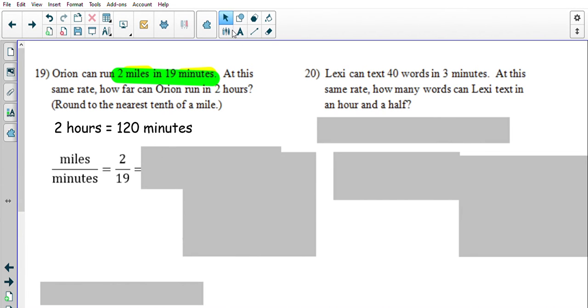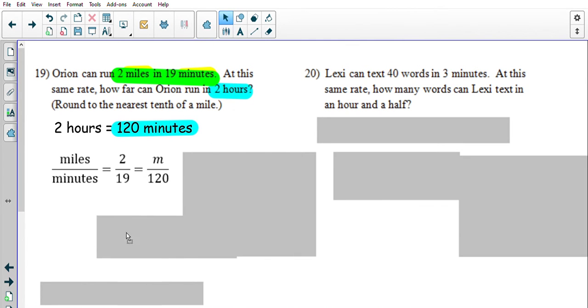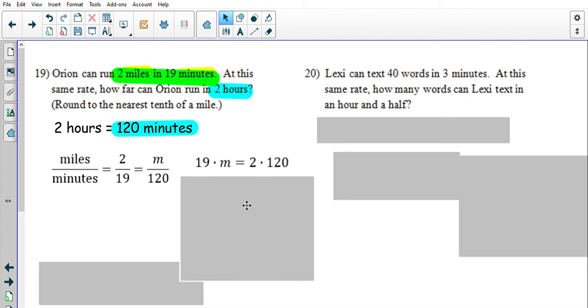We want to figure out how far he can run in 2 hours, but keep in mind, 2 hours is 120 minutes. Minutes is on the bottom, so we can set this up as m for miles over 120 minutes. 2 miles, 19 minutes, m miles, 120 minutes. So we do 19 times m, set that equal to 2 times 120. That would be 19m equals 240.